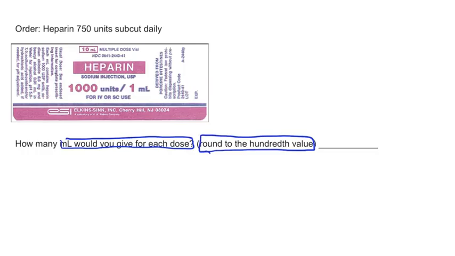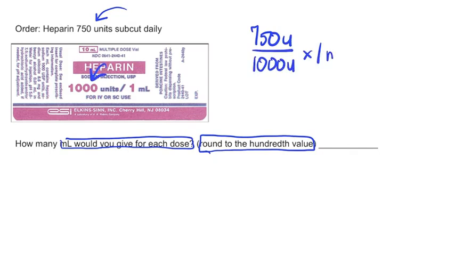So heparin, my doctor's order is 750 units sub-Q daily. So my doctor's order is 750 units. And what do I have? I have 1,000 units times 1 ml. And remember, even though it's times 1 milliliter, I really like for you to keep that value in there just to hold the placeholder so you don't forget, because sometimes it's in 5 milliliters, right?